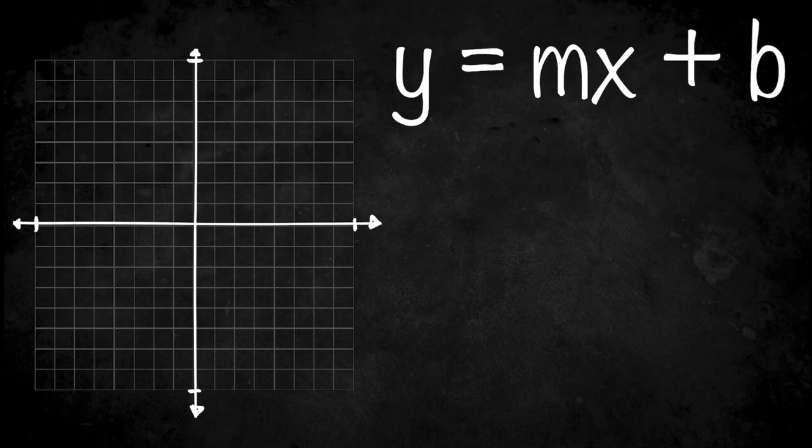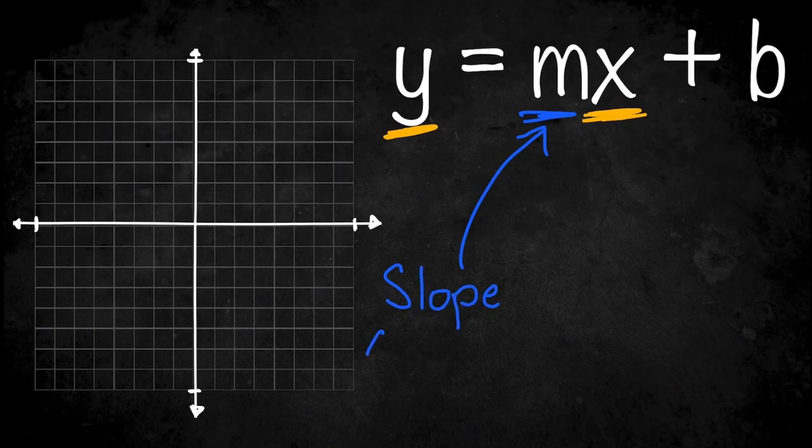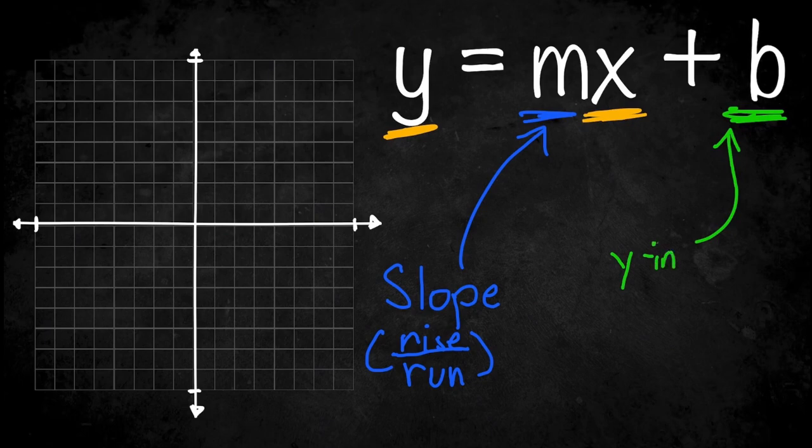So y equals mx plus b is the formula for writing equations in slope-intercept form. You already know what the y and x are, but m is the slope. And the slope is also the rise over the run to the next point on a line. And b is the y-intercept, which is where x equals 0.